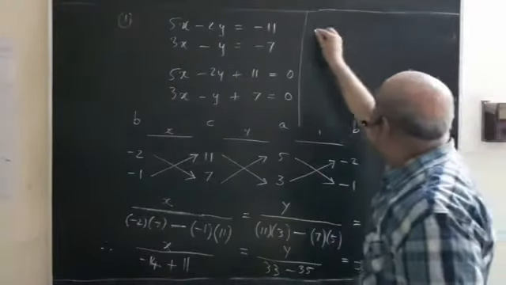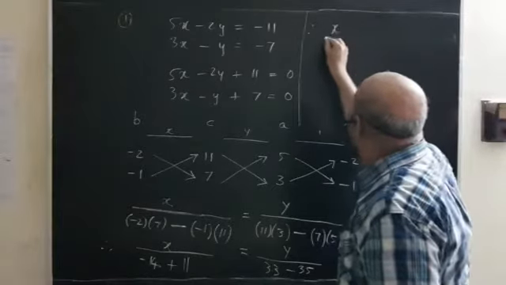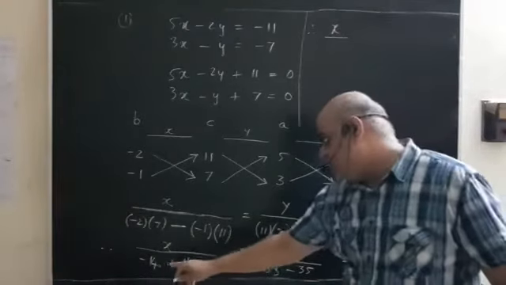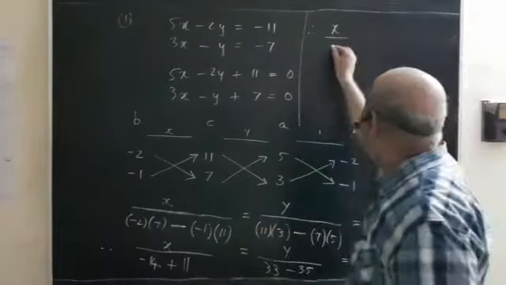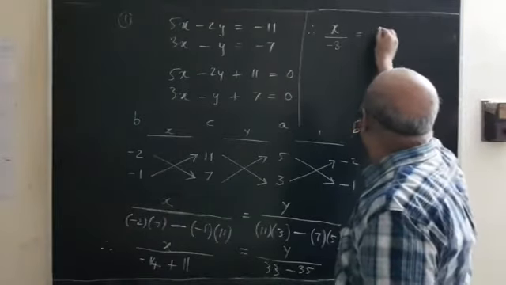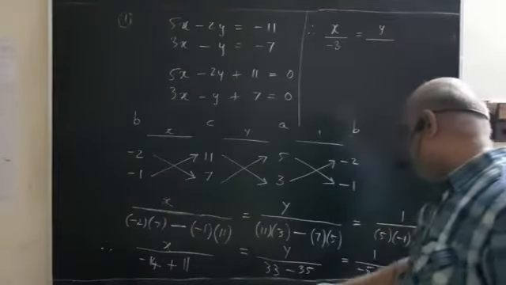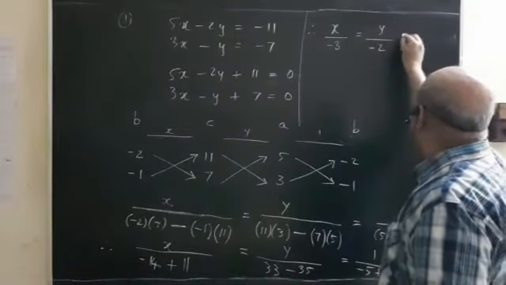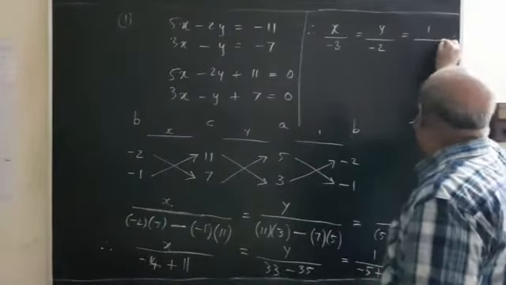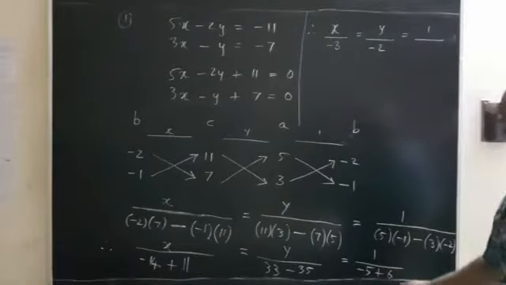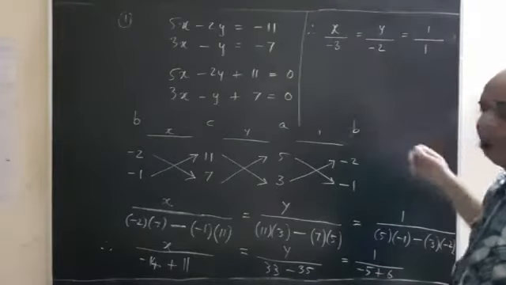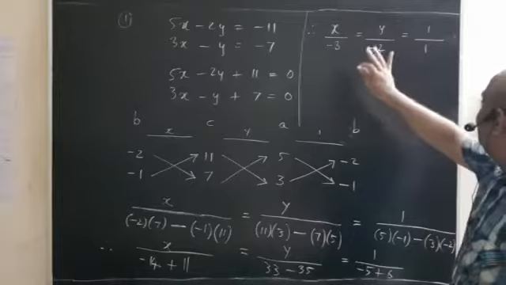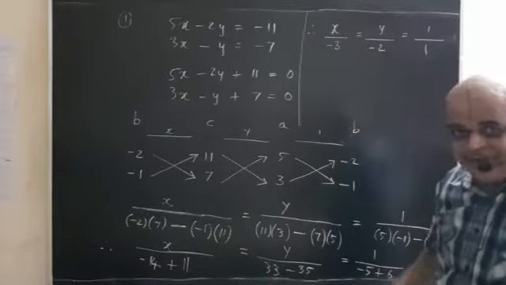What do we have? Therefore, x divided by minus 14 plus 11, I get minus 3, is equal to y divided by 33 minus 35 is minus 2, is equal to 1 divided by minus 5 plus 6, which is 1. Now you can't simplify any further.